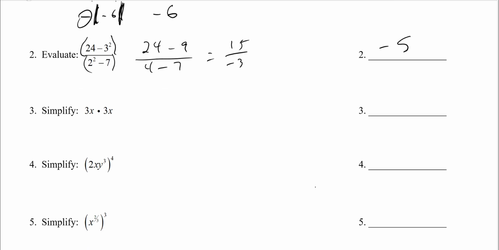All right, 3x times 3x. Remember, 3 times 3 is 9, and x times x is x squared. That's an easy one. So it's 9x squared.